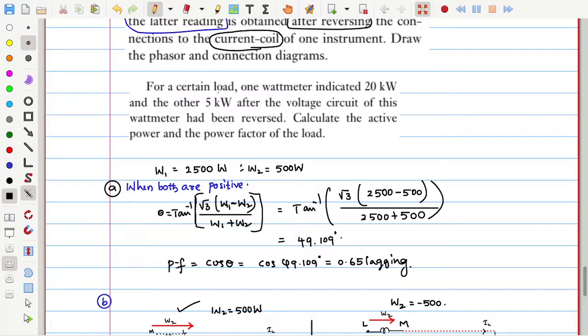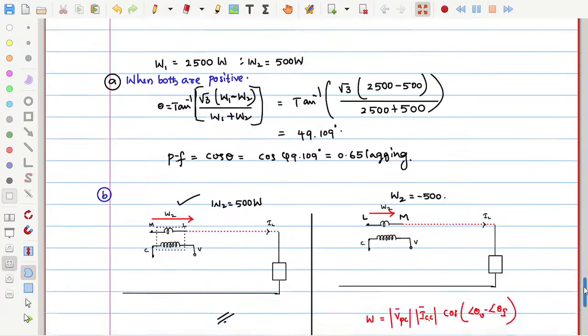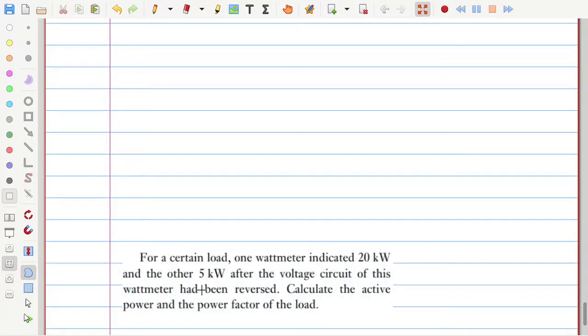And here they were asking for a certain load, one wattmeter. I think this is not required. I would just like to draw the phasor diagram and connection diagrams for both cases, case A and case B. I hope you can do this. This is an extra problem, so you can take this task as homework. As next homework, just the same thing, but one is negative, other is positive. W1 is 20, W2 is minus 5. Then you need to calculate active power and power factor, that's all, okay? You can take that as homework.